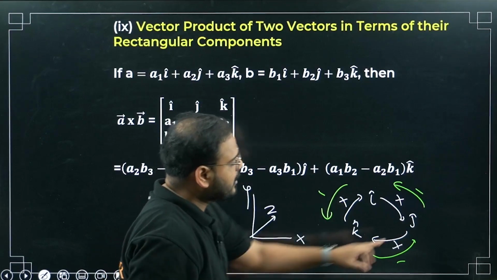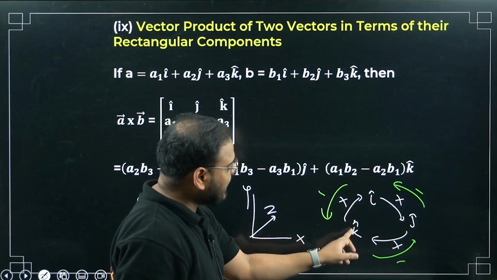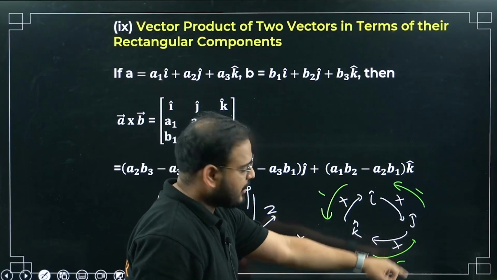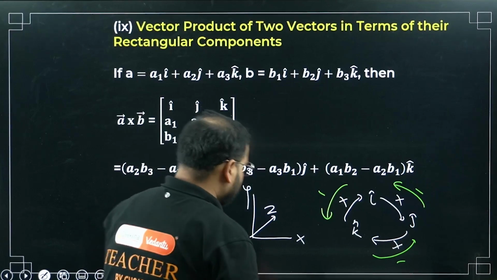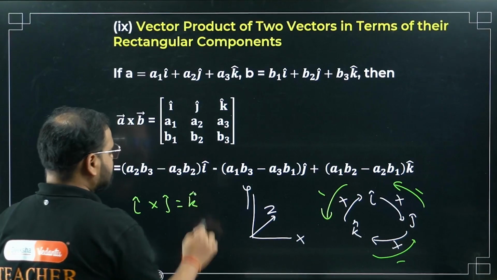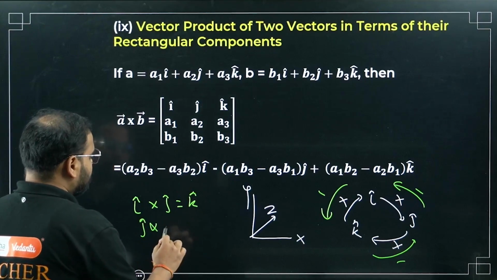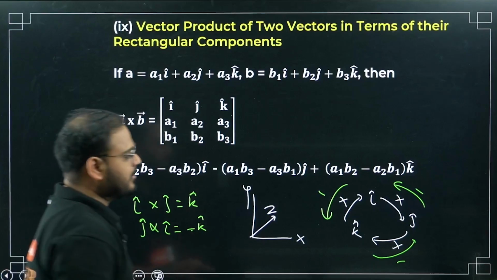If you go J times I, you're going to get minus K. If you go I times K, you're going to get minus J. If you go K times J, you're going to get minus I. What I'm saying is I cross J was K. Great, sir. What is J cross I going to be? Minus K, sir. That's obvious, right?